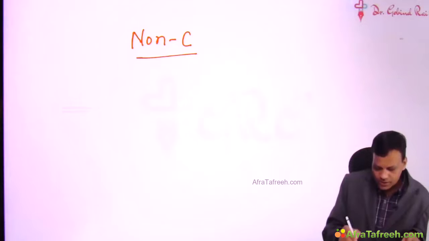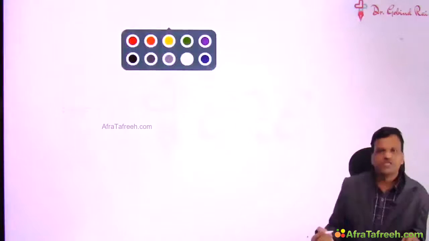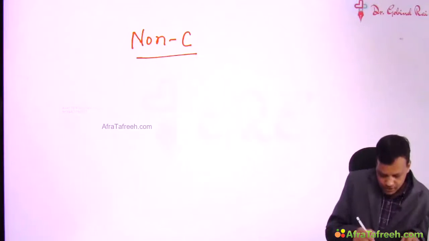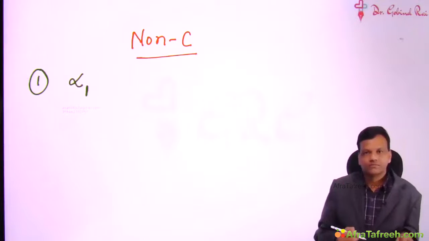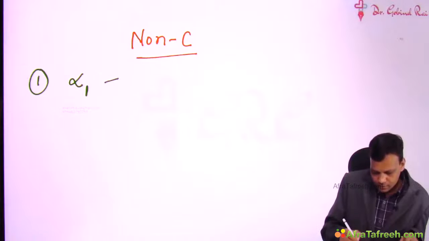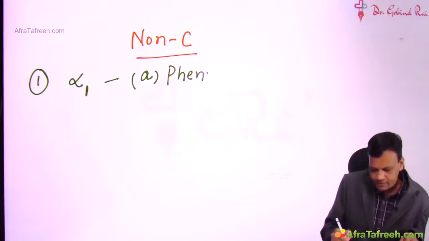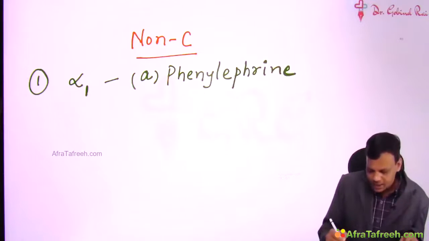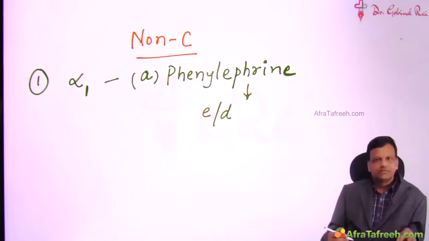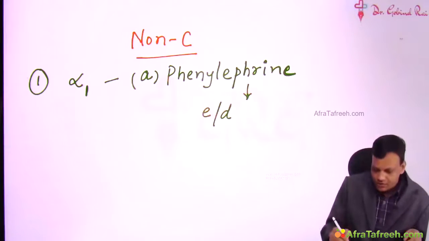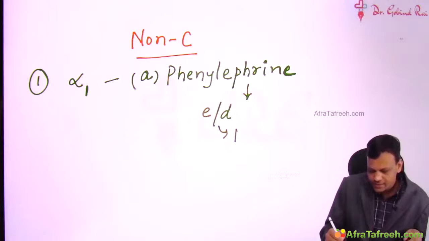Now non-catecholamines will discuss according to the receptors on which they are working. First is the drug stimulating alpha-1 receptors. First of all, we have a drug called phenylephrine. It stimulates alpha-1 receptors and it is mainly used as eye drops. So what is the effect of alpha-1 receptor in the eye? Yes, it causes mydriasis. So phenylephrine is used for mydriasis.